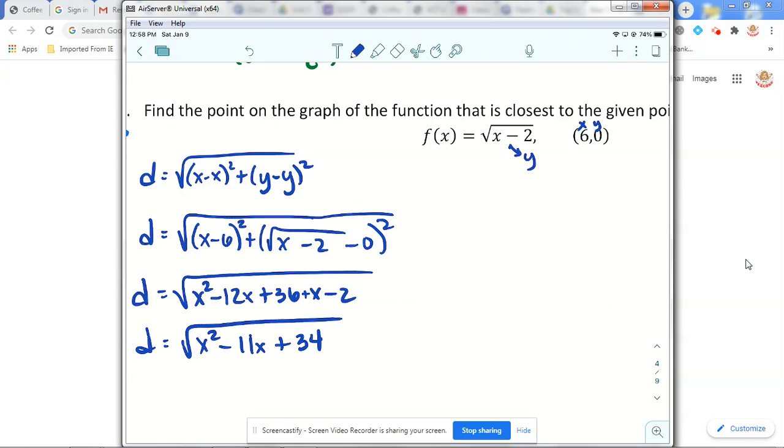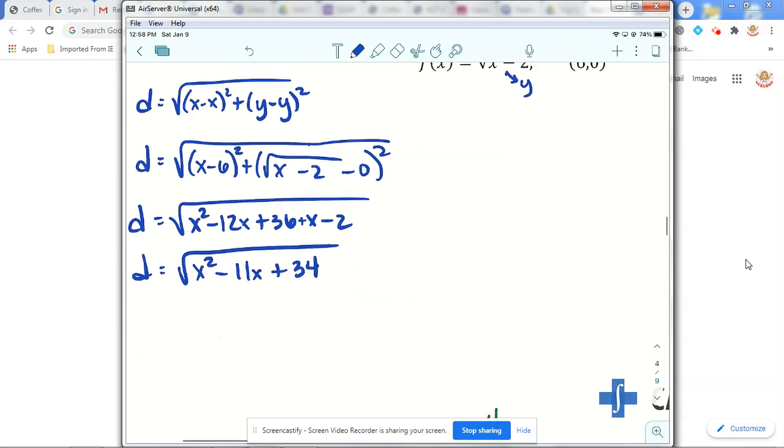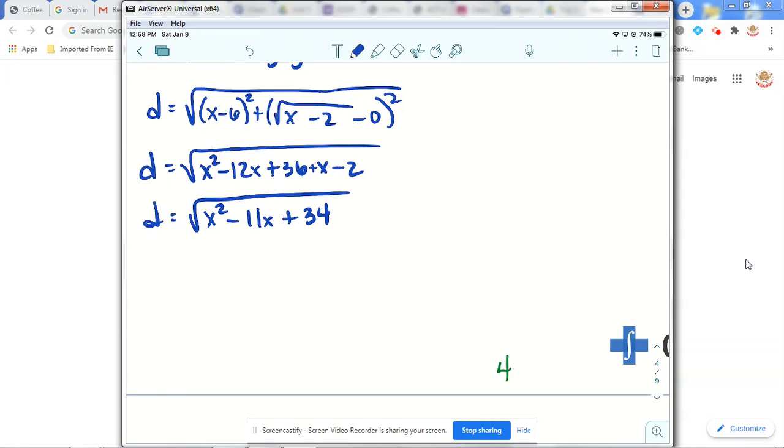Okay, so that is the equation that we want to minimize. Now, I don't really want to use that equation because it's the square root of a polynomial. So we can do a shortcut because this thing is going to be the smallest when the radicand is also the smallest. So we can just minimize the radicand.